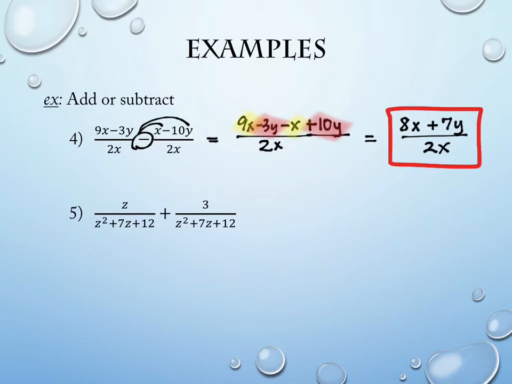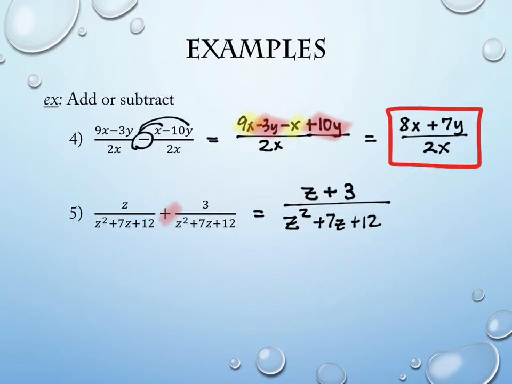All right, number 5, same denominators again. So we have z squared plus 7z plus 12. And this is addition, right? So I'm going to add my numerators. So I have z plus 3.